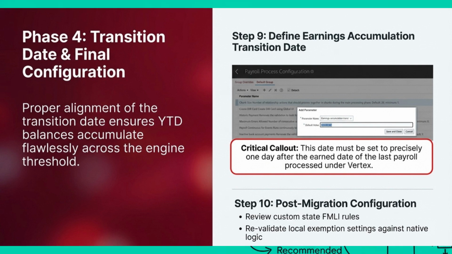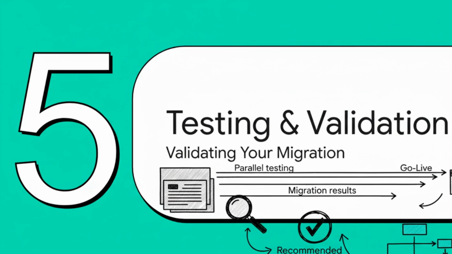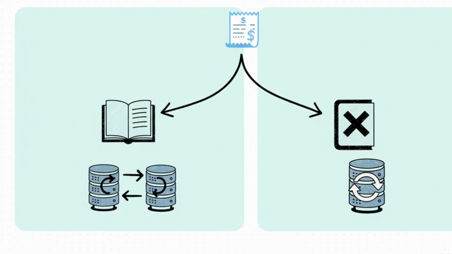A robust parallel testing strategy is completely non-negotiable for a successful go-live. Let's now cover the recommended approach from Oracle for validating your migration results. Oracle provides 2 primary paths for your parallel testing, and the correct one for you depends entirely on whether your client uses the Create Accounting feature. If they do, you must follow Path A, which requires using a cloned environment, or a P2T. If they do not use Create Accounting, you can follow the much simpler Path B, which allows you to just roll back and rerun payrolls in the same environment.